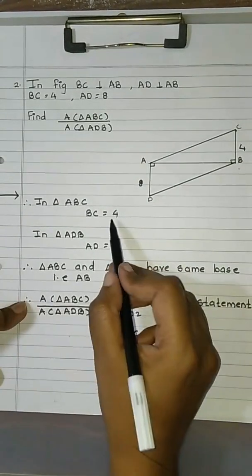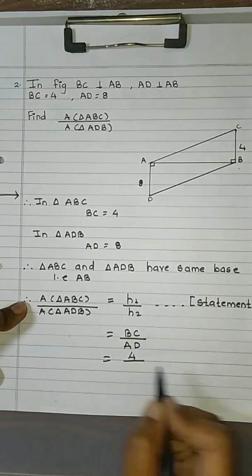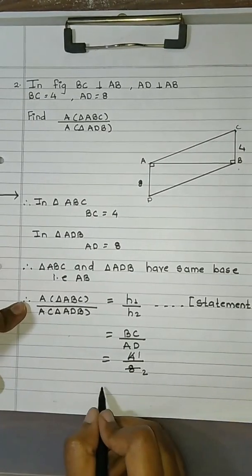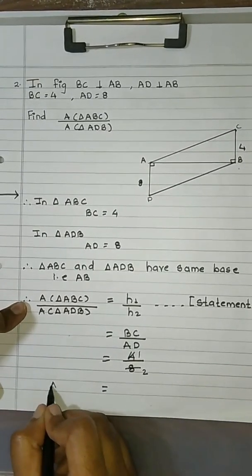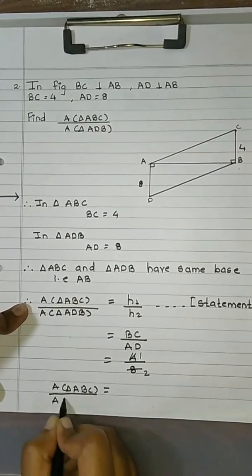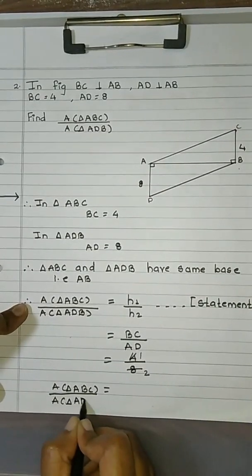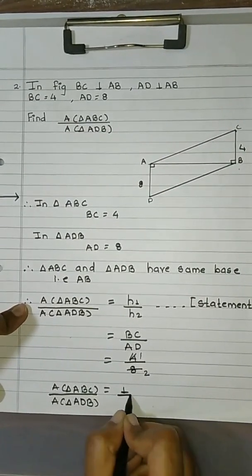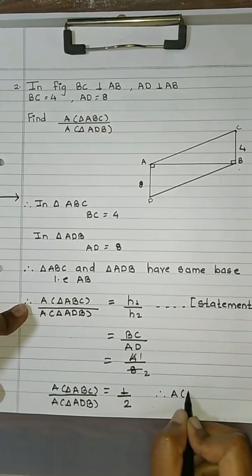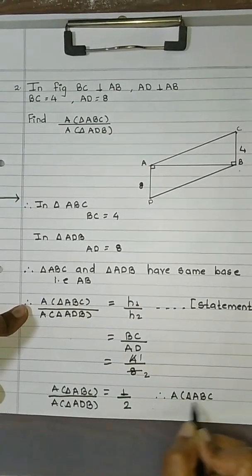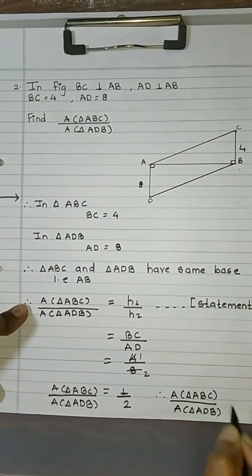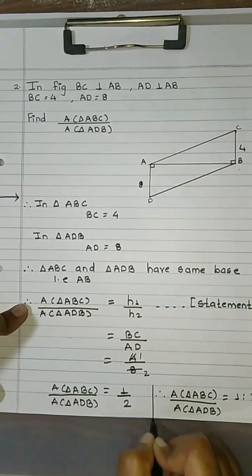So how much is BC? BC is 4 upon AD. AD is 8. So 4 ones are 4, twos are. Therefore, area of triangle ABC upon area of triangle ADB is equal to 1 upon 2. That means area of triangle ABC upon area of triangle ADB is equal to 1:2.